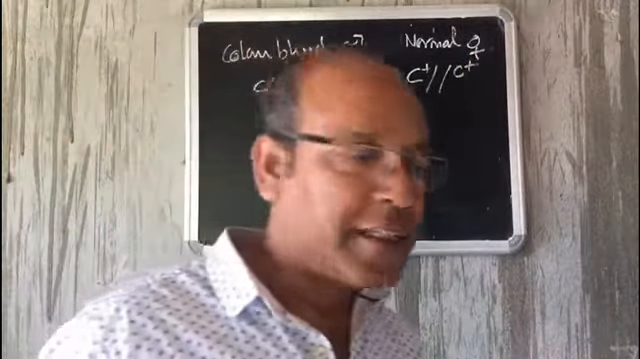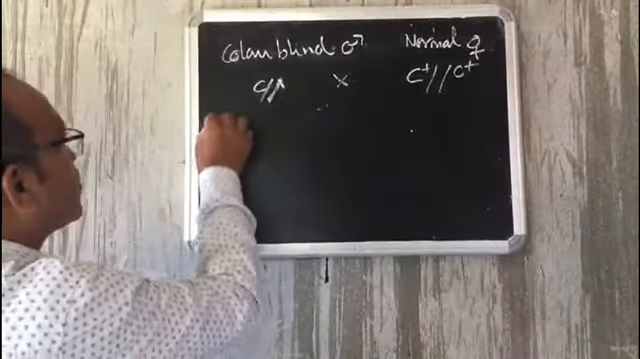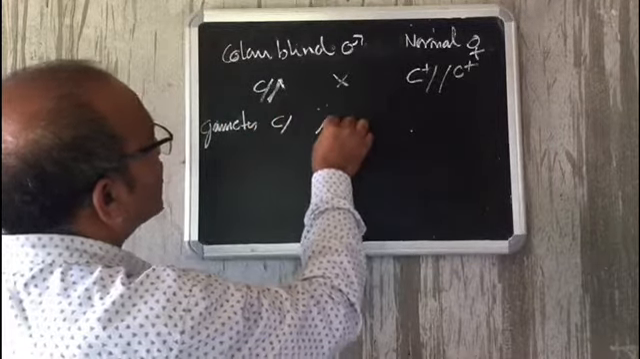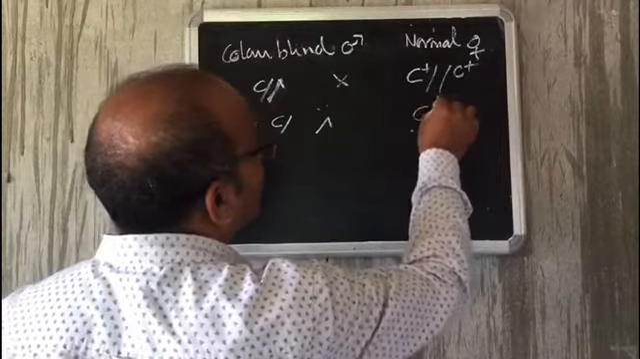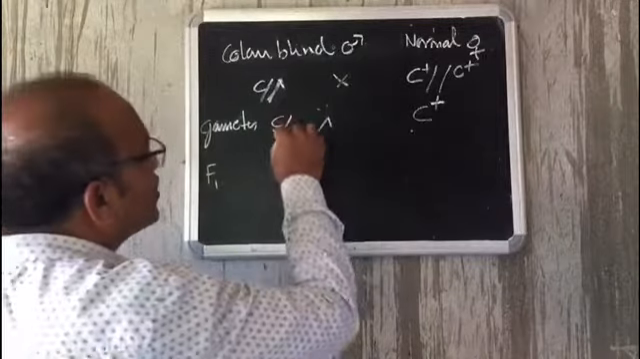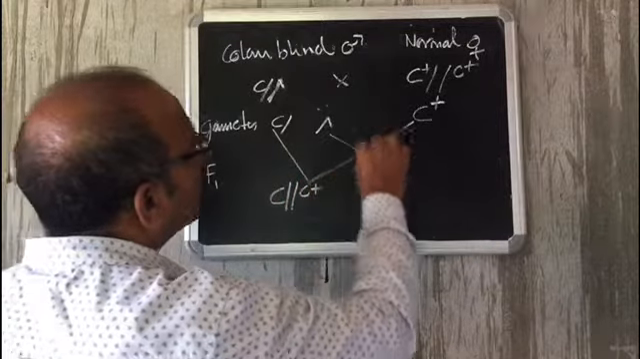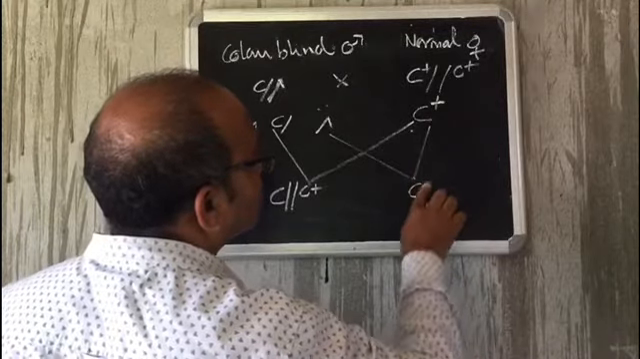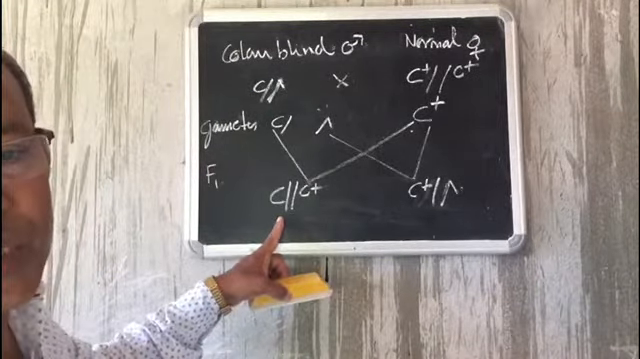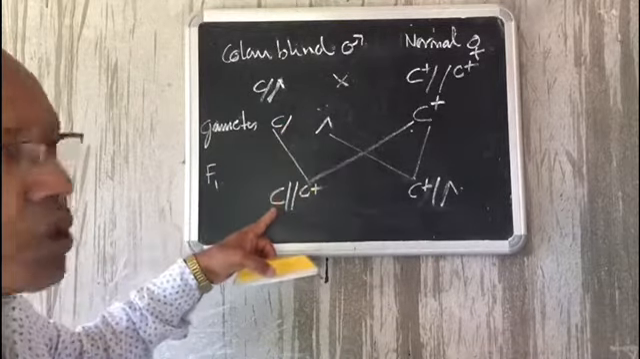When these parental generations are crossed, the gametes produced by the male are c and the Y chromosome, and in the female there is only one type because she is homogametic, so only one type of gamete is produced. So in the F1 generation, c combines with c plus, and Y combines with c plus. In the F1 generation, the c is transmitted from the father to the daughter.